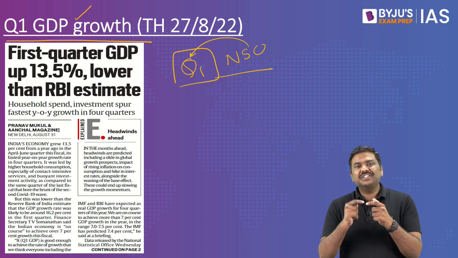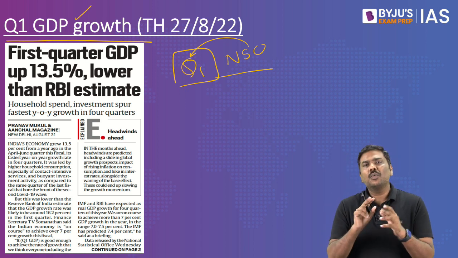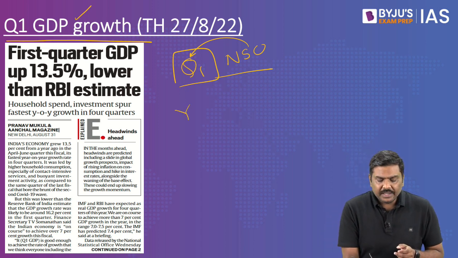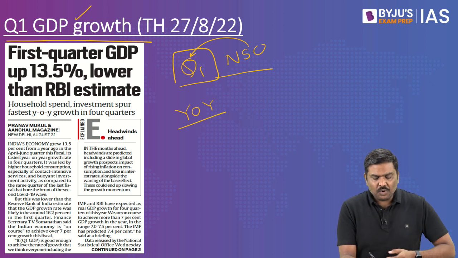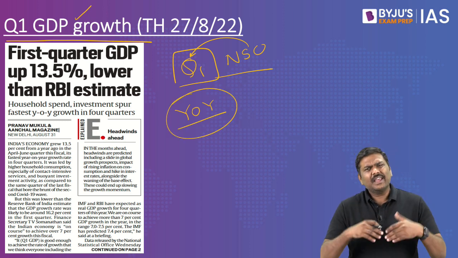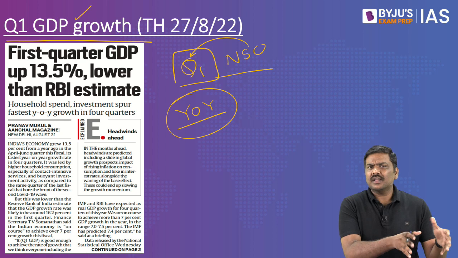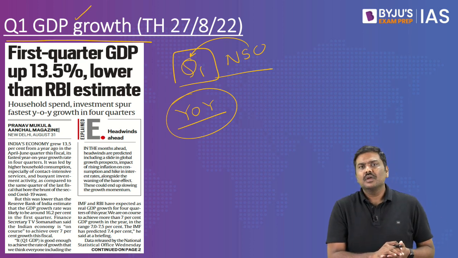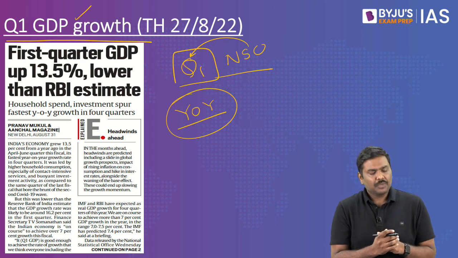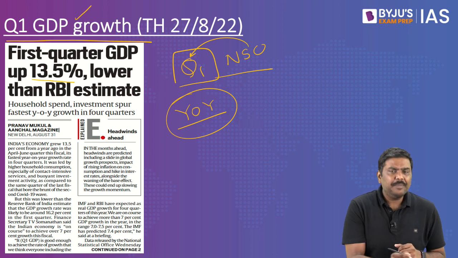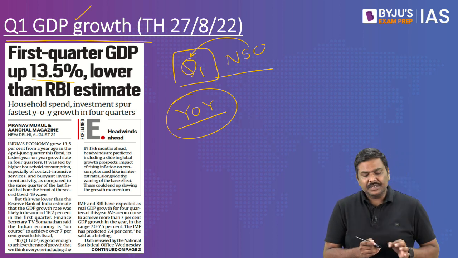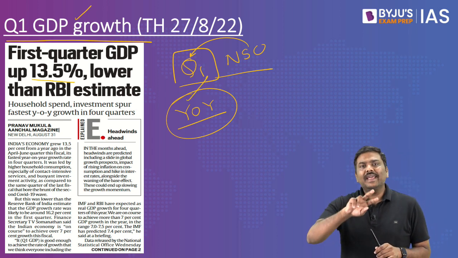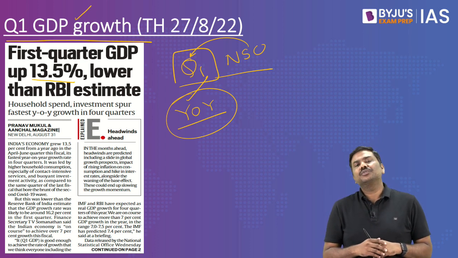You can calculate GDP data in two ways. One, year on year, which is the most favorable one, which is calculated most of the times, and the data that you come across in the newspapers. For example, they say that the first quarter GDP growth rate is 13.5%. They are referring to year on year GDP growth rate.